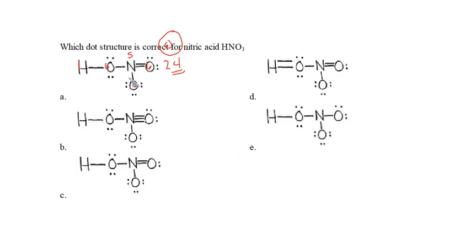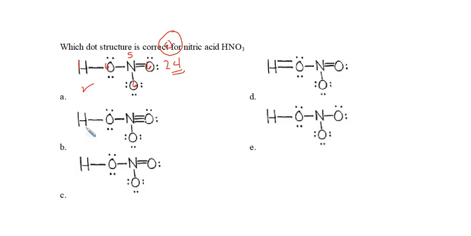So let's just check the first one. Do we have 24 here? 2, 4, 6, 8, 10, 12, 14, 16, 18, 20, 22, 24. This one right here looks good. Now let's check this one. 2, 4, 6, 8, 10, 12, 14, 16, 18, 20, 22, 24. This one also has 24.